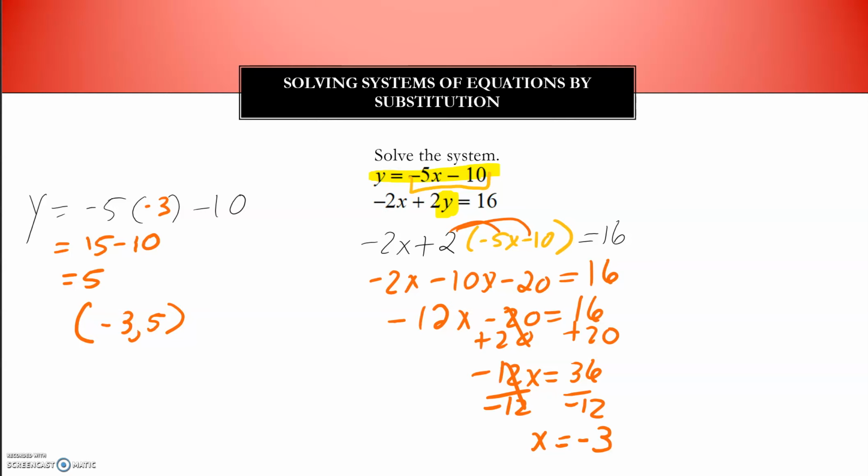Now, is it acceptable to write x equals negative 3 and y is 5? Yes, that is acceptable. However, I really want to encourage you to use the ordered pairs, since that is the proper way to write that answer. We are still dealing with lines in the coordinate plane, even though we're not graphing them. Okay?